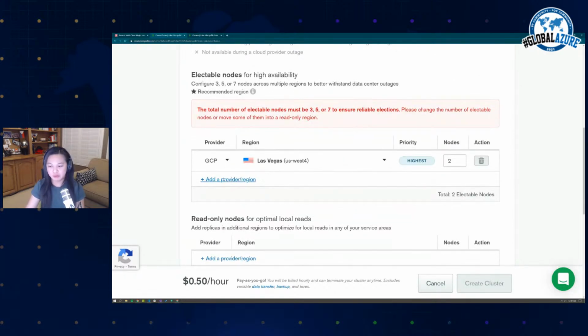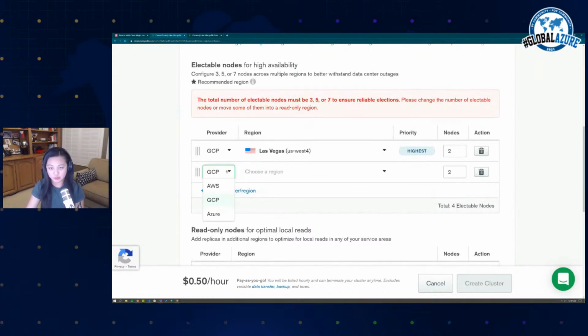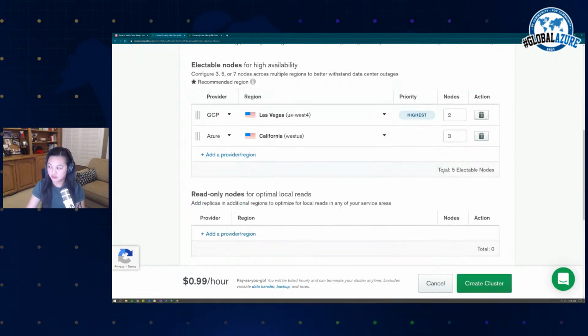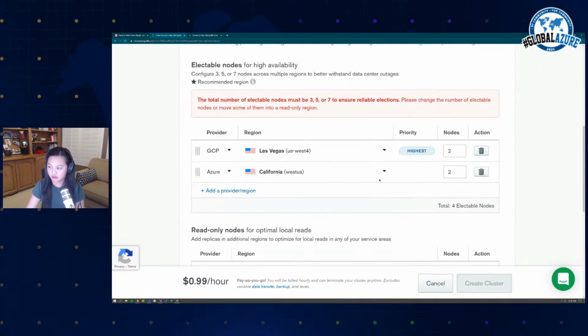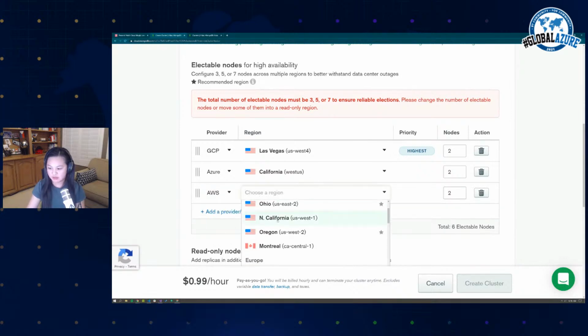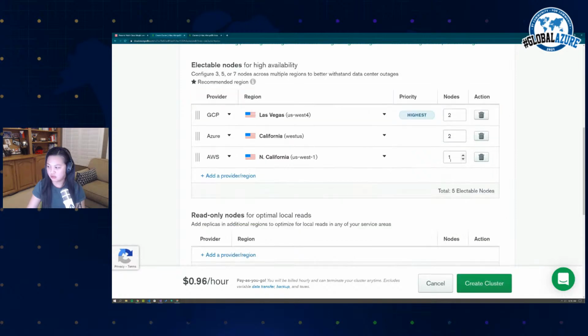And as you'll see, you'll get a warning here. They want to make sure always an odd number of nodes. That way it ensures reliable elections whenever that has to occur. So I'll choose Azure here because they have a California region. We'll also do 2 nodes. And now it's going to be 4 nodes, which we don't want. We want an odd number. AWS North California, and we'll do 1.